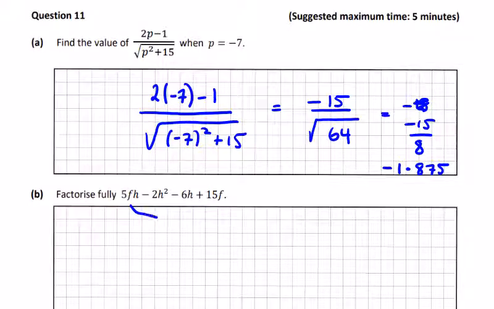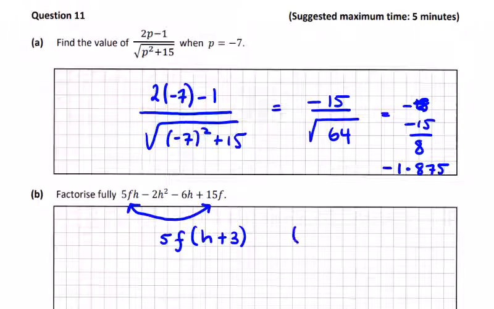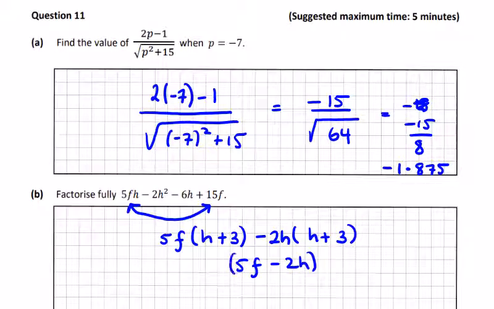Factorize fully one of these 4 terms. I see a 15 and a 5, and they both have an f. So I'm going to take out 5f, which would leave h plus 3, or 3 plus h. And then the next bracket would have to be h plus 3, or 3 plus h. It has to be 2h to give 2h squared, minus 2h squared, and that gives -6h. So we have 5f and 2h, both multiplied by h plus 3, and this is how we write it to finish.